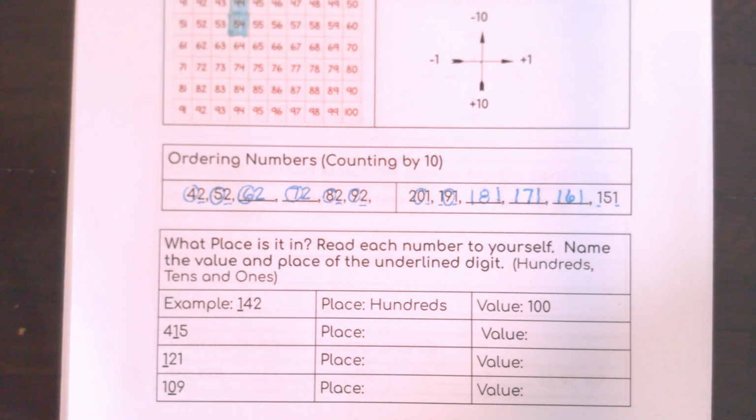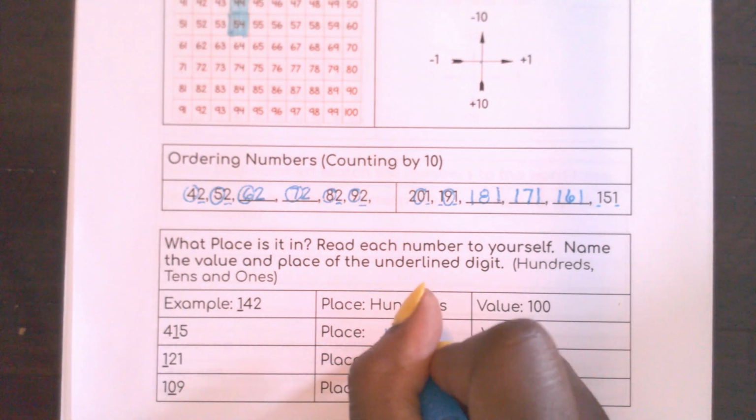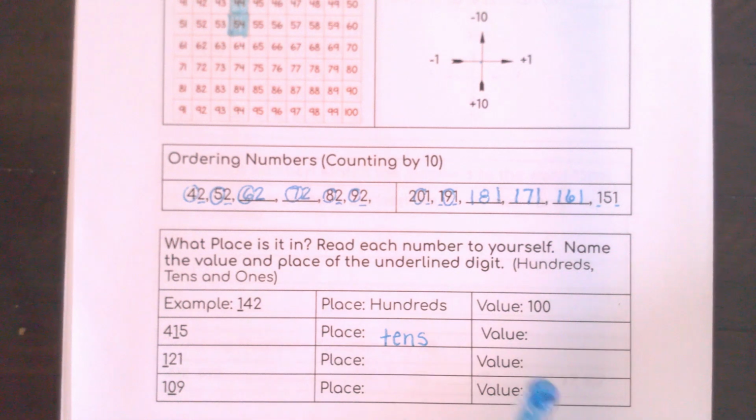So the next number is 415. The place that is underlined is the tens place. And the value of that 1 is 10.